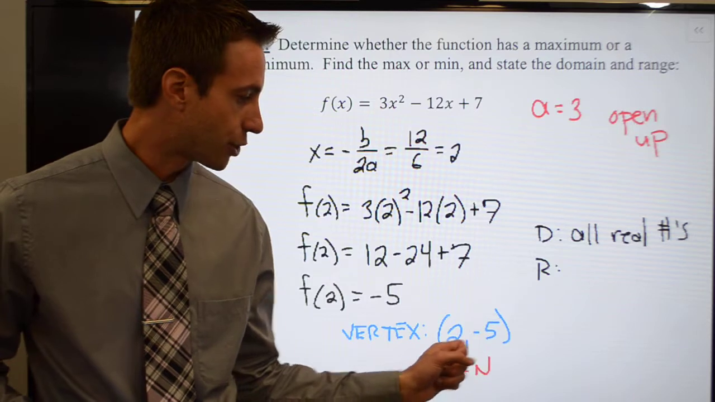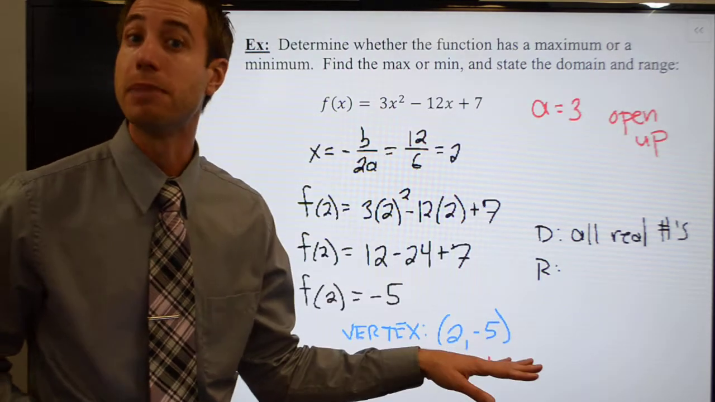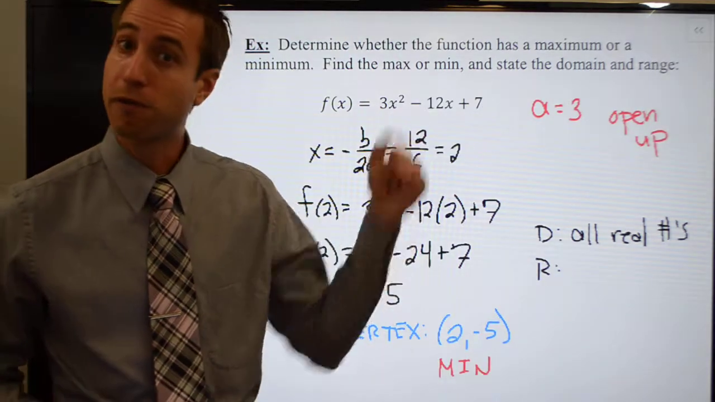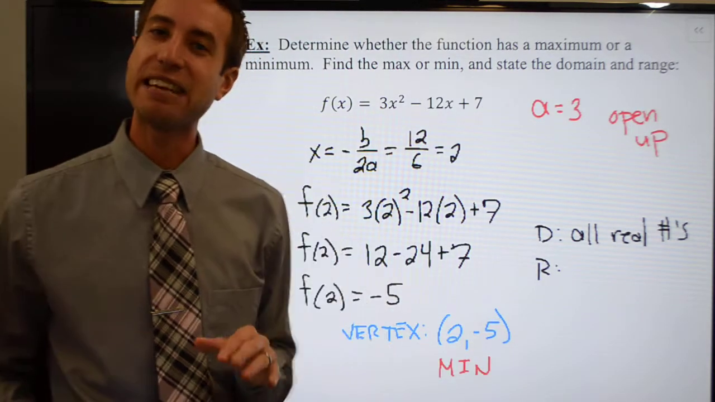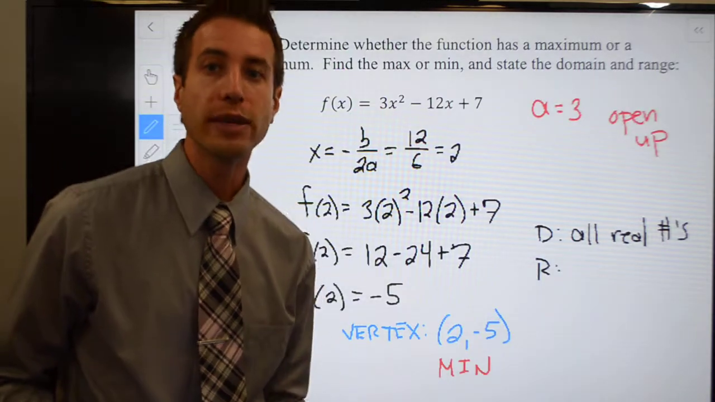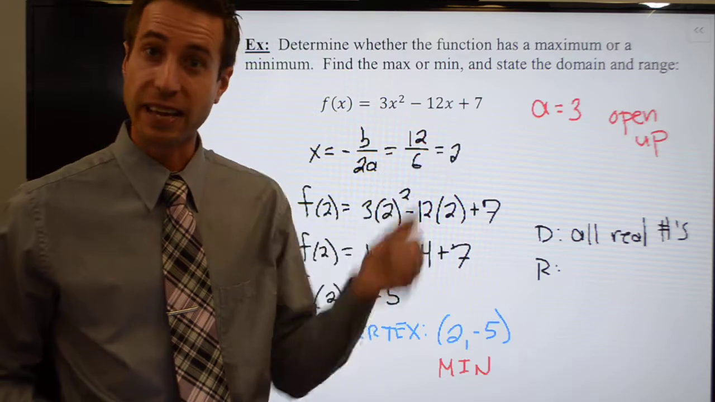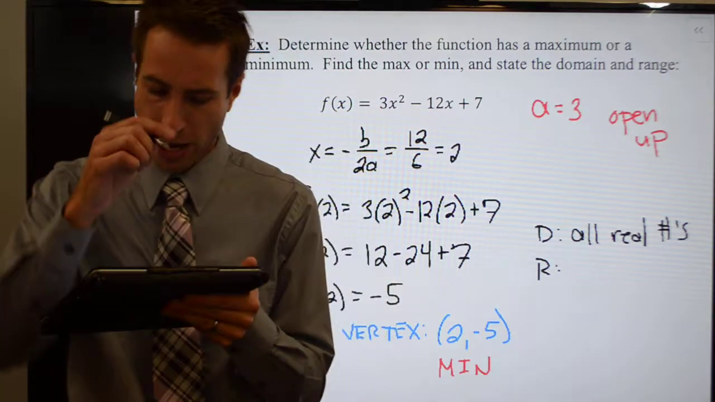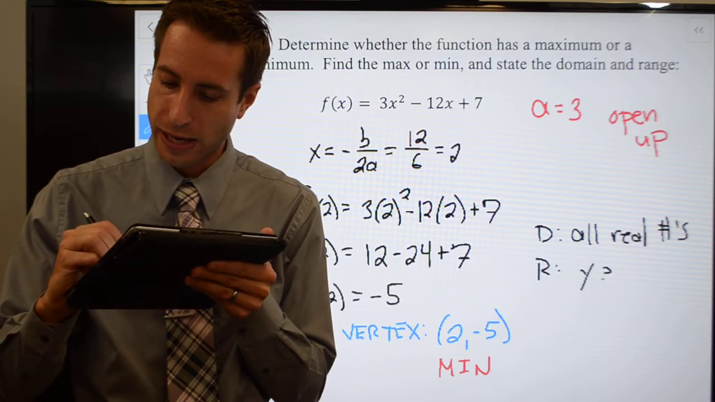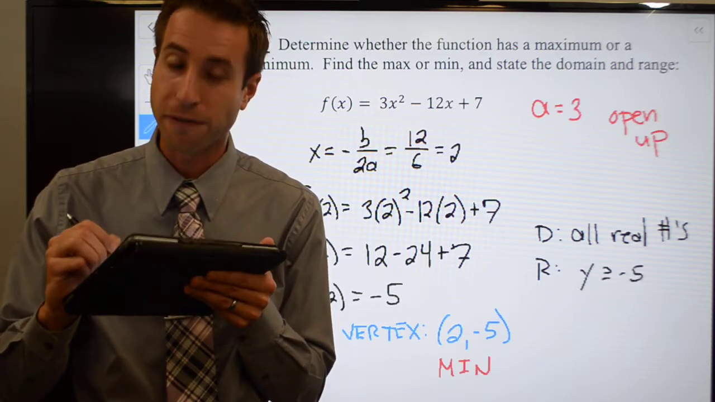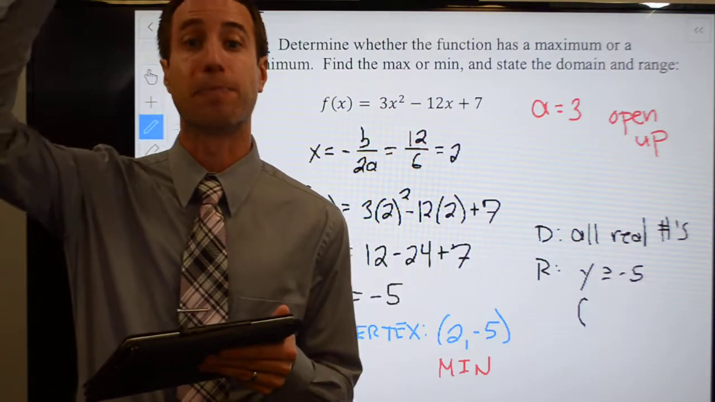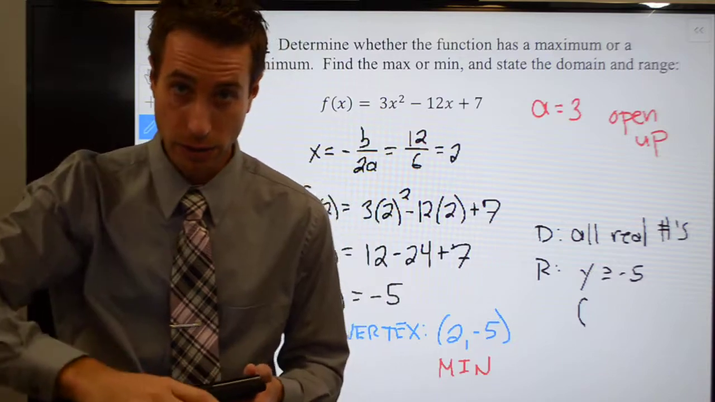-5, right? This vertex, 2, -5, represents the minimum value. I would plot my vertex. It opens up from there, which means that any values below -5 are not included. Only the ones that are greater than -5 are included because my graph opens up. So you could write it one of 2 ways. You could either write y is greater than or equal to a -5, or you could write it in interval notation. Again, we read from the top of the graph down.